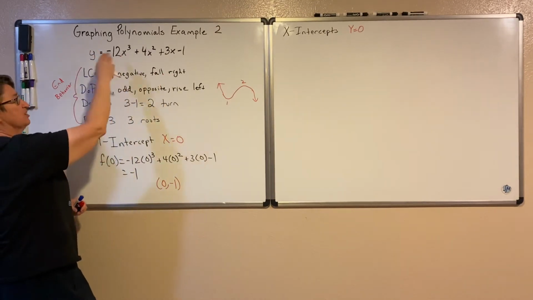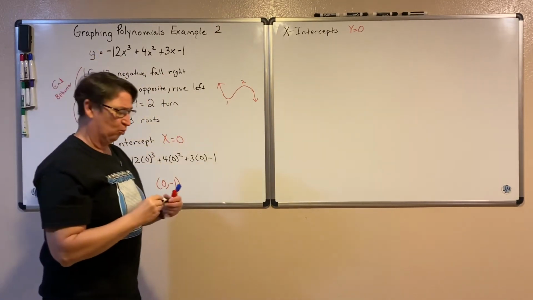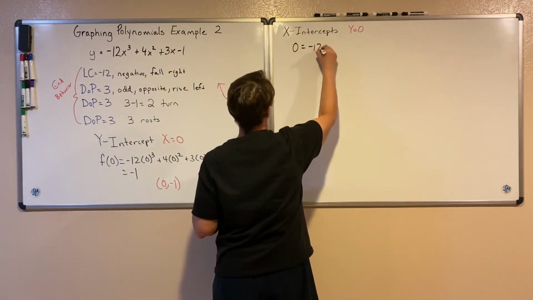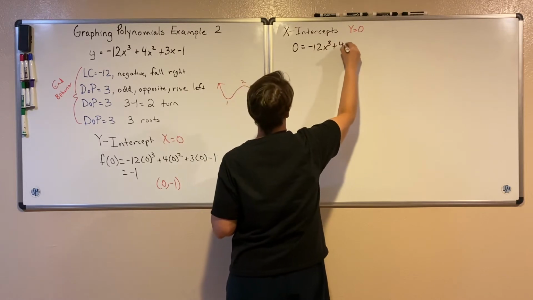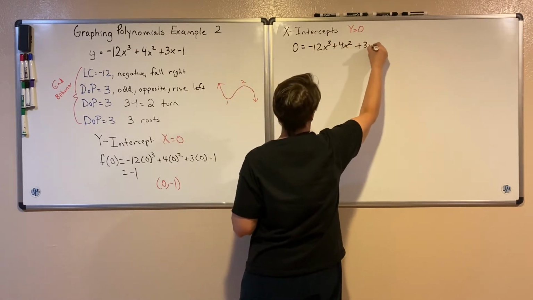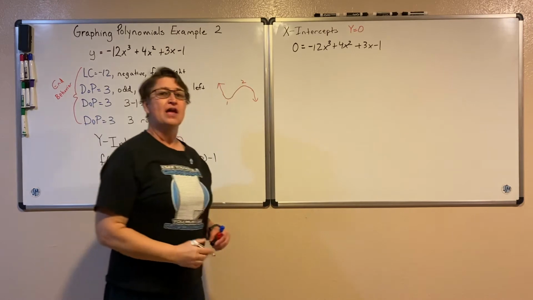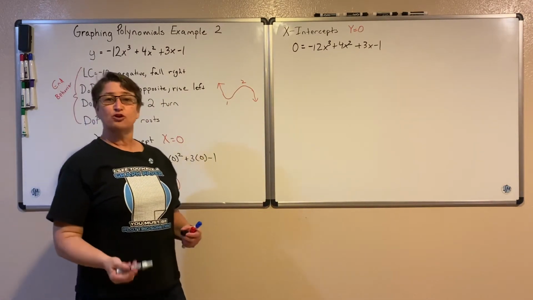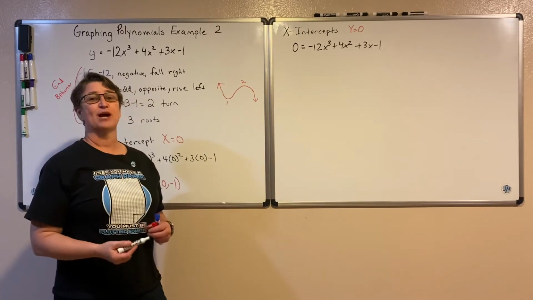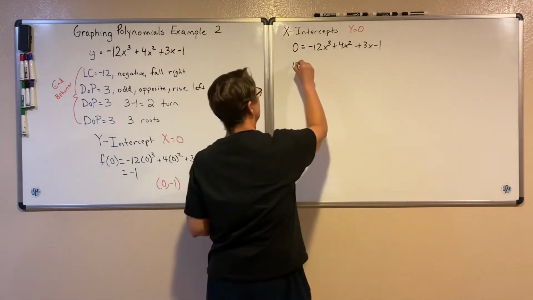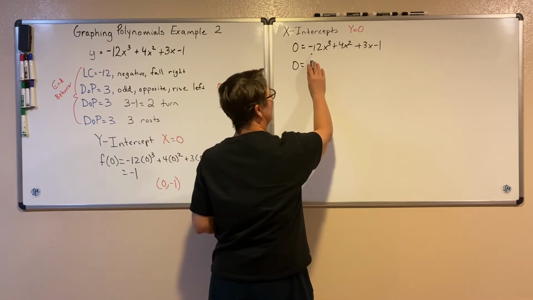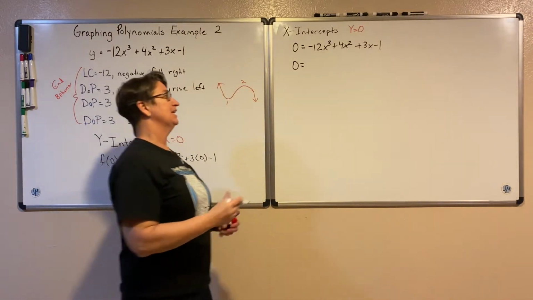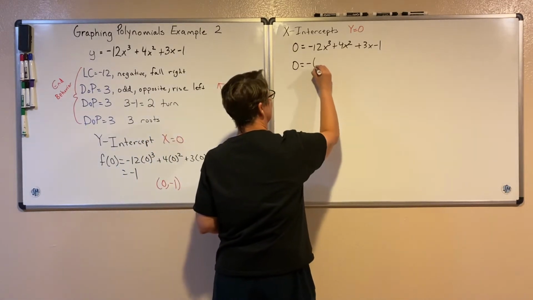So I'm just going to substitute a 0 in for that y and solve. So I have 0 equals negative 12x cubed plus 4x squared plus 3x minus 1. And the way I'm going to solve that is I'm going to factor. So first thing I look for when I'm factoring is my greatest common factor. Here I see a leading negative, so I know I need to factor out that leading negative. So I'm going to factor out a leading negative.